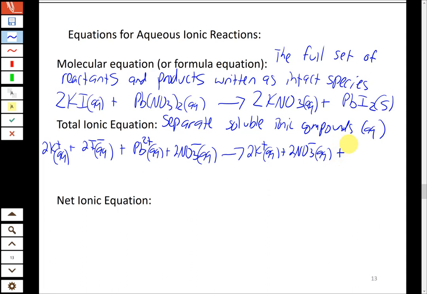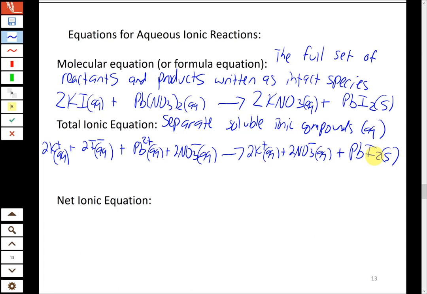But then the second product, which is PbI2, is again a precipitate. It's written as solid here, so that one we don't break up because it's not dissolved anymore. So for total ionic equations, we separate the ionic compounds into their ions if they're soluble and dissolved in water. So we don't do that for PbI2 because that's no longer dissolved in water at the end of the reaction. Okay, so that's the total ionic equation. That one's not particularly useful, but it will be shown sometimes.